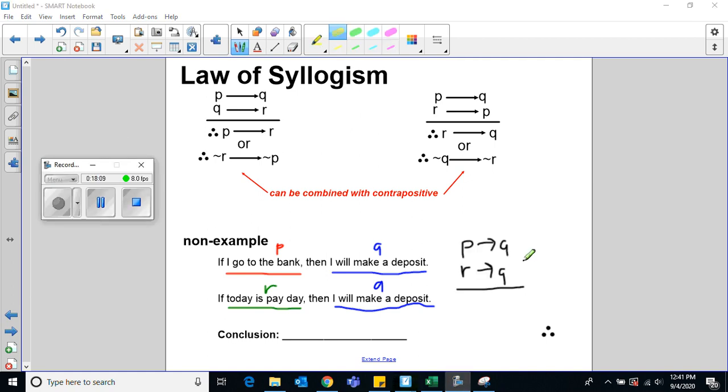So now a diagram, I went if P then Q, then if R then Q. Oh, there's nothing that matches on the diagonals. The things that match are all on the right-hand side. So I can't cross anything out. So therefore, this is not a valid argument. I cannot write a conclusion. So in this case, I can put there is no conclusion.